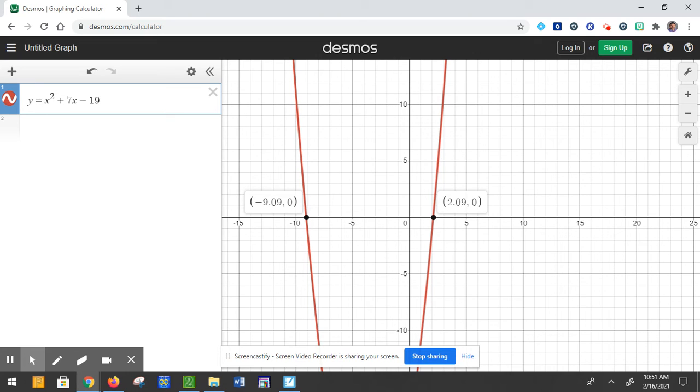And again, you couldn't have got that factoring because these are irrational numbers. These are also rounded, by the way, and that's okay, because that's what it's going to be when you can't factor it. It will be a decimal that needs to be rounded. So the answer to this is x is equal to negative 9.09 or 2.09.